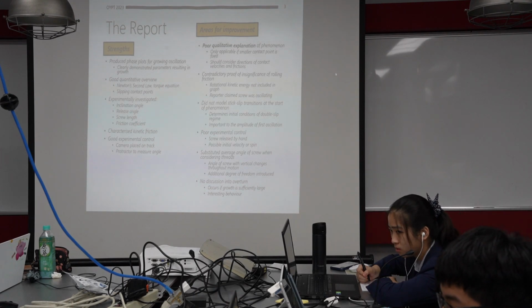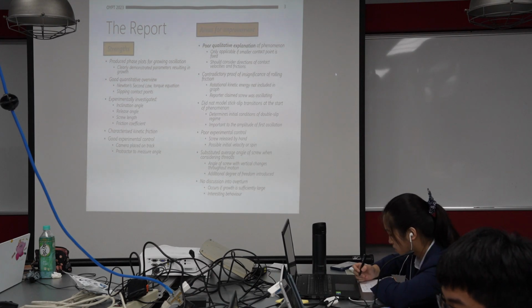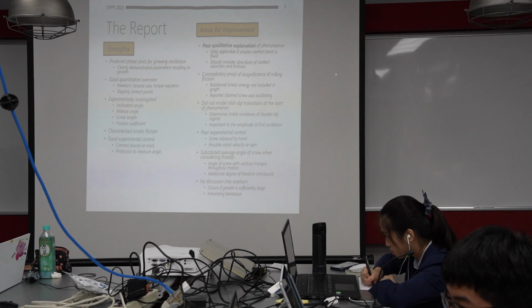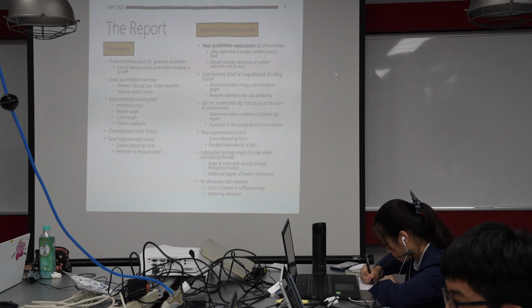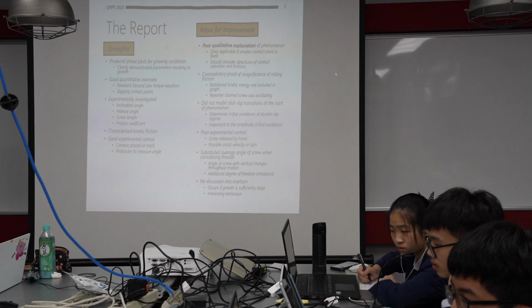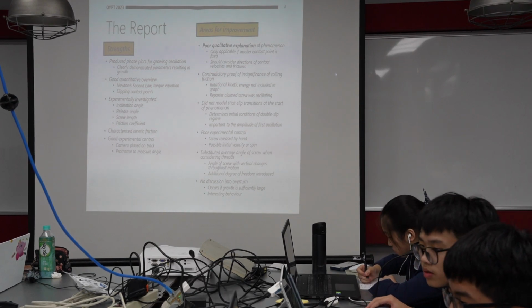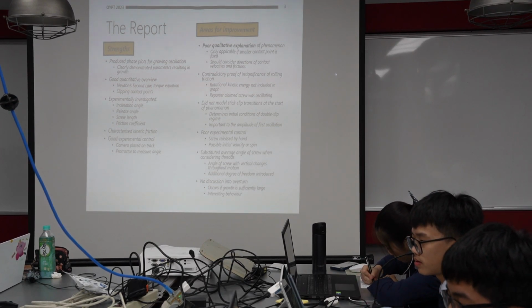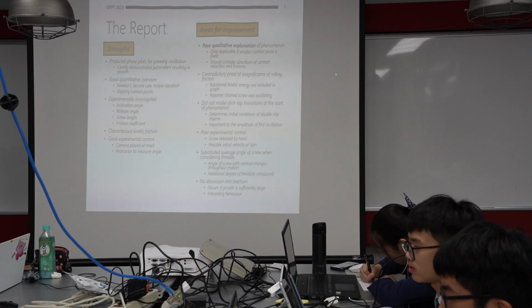Firstly, the reporter has quite a poor qualitative explanation of this phenomenon, as he has used the torque from gravity to explain the growth of the oscillations. I believe that this is only applicable if the smaller contact point is fixed, and if the smaller contact point is moving, we can no longer talk about torque about this point as it is accelerating. As such, I believe that in his qualitative explanation, he should consider the directions of the contact velocities and kinetic friction as the screw slides down the ramp.